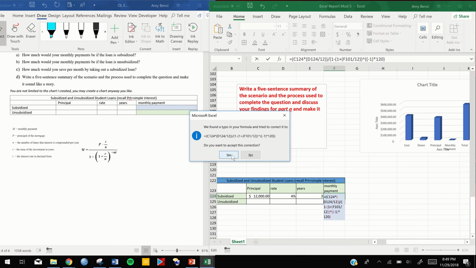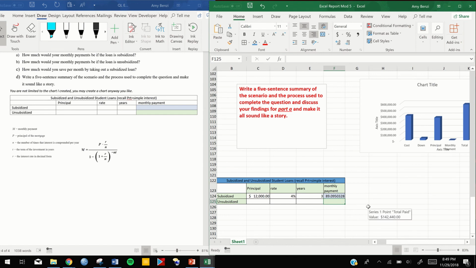What error did they find? I don't always know if I should accept it. A monthly payment of $89. That sounds good, and I do want that to be dollars. I'll actually choose for both of those cells to be dollars. All right, now I want to know what would the monthly payment be on the same loan. I'm just copying and pasting this because it's all the same information.